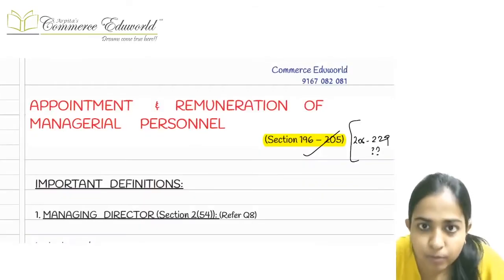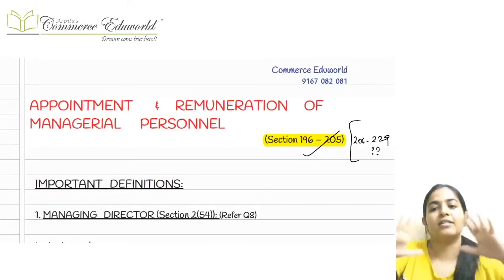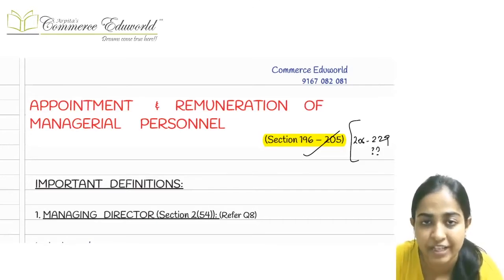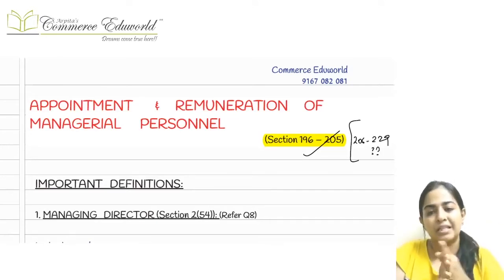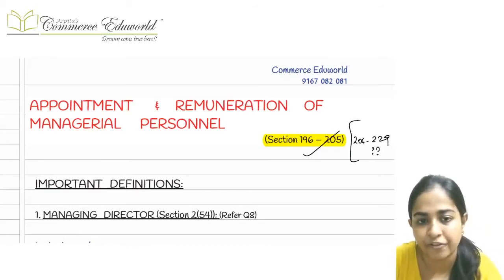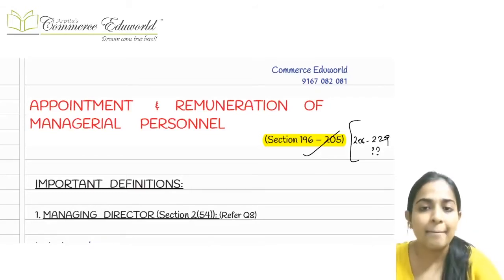Let's start with the super quick revision of appointment and remuneration of managerial personnel, which is ranging between section number 196 to section number 205. First of all, three terms are very important. The first term important here is your managing director.